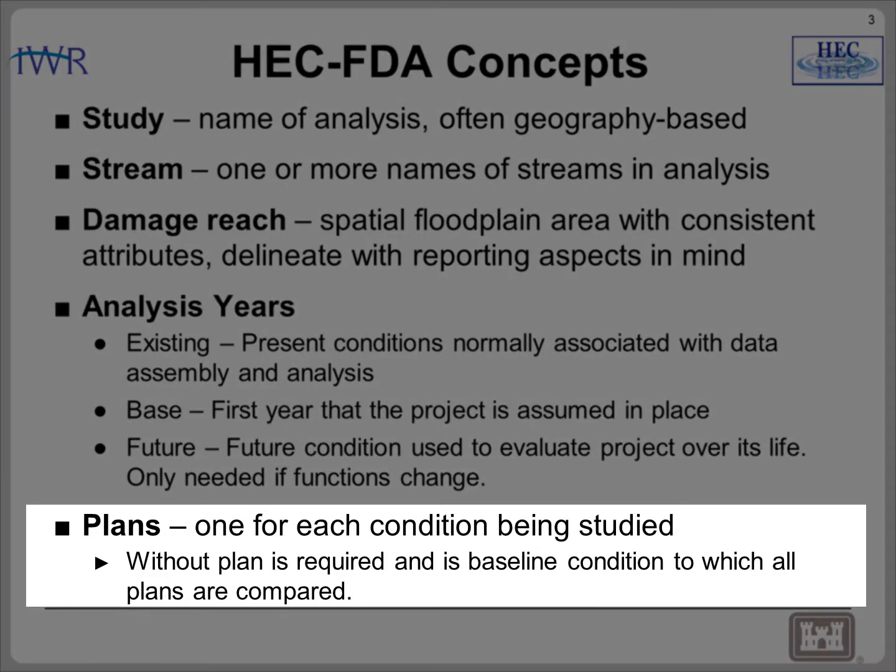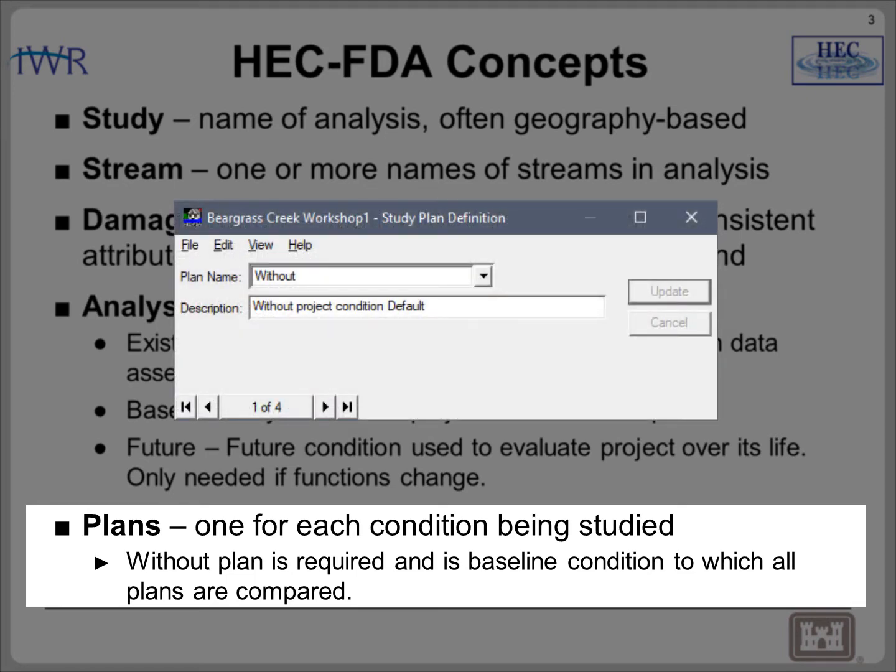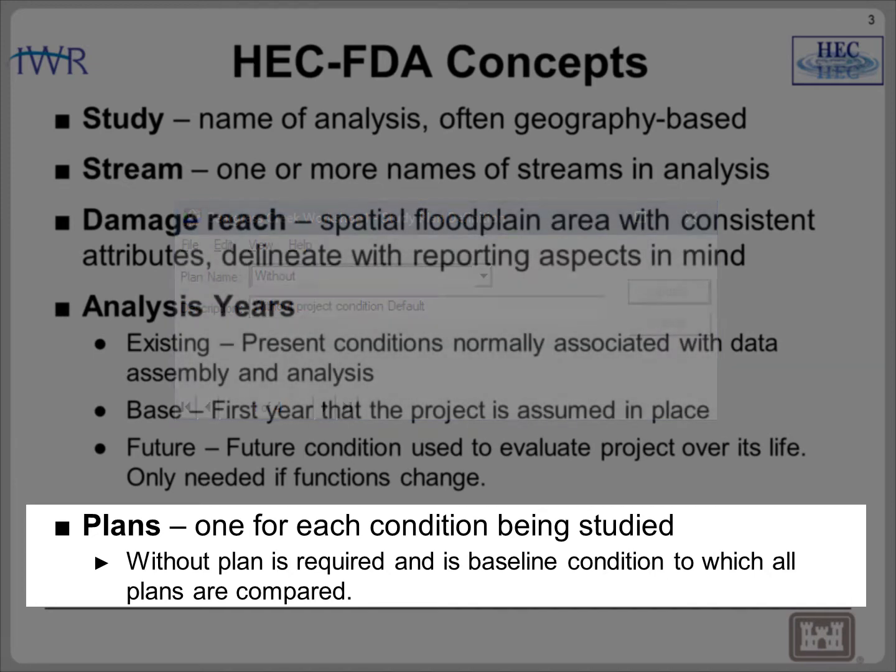For your FDA study, you will also need to create one plan for each condition being studied. In FDA, the without project condition is a hardwired plan, and it is automatically created when a new study is created. It is always listed first and cannot be deleted. The without project condition is the plan which all subsequent plans are compared against.